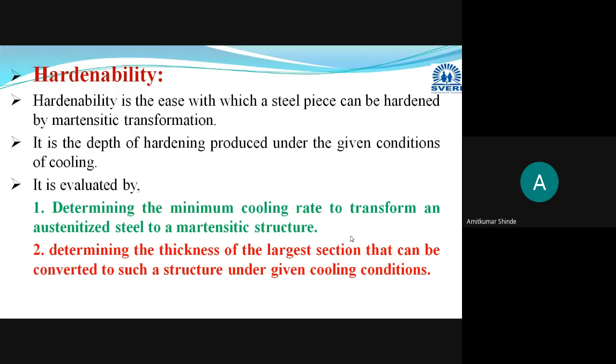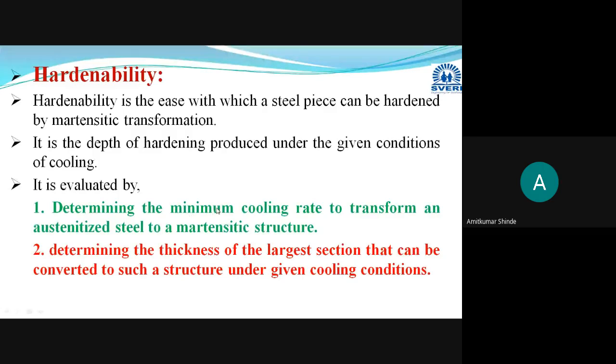Either you have to choose above A3 or above ACM, depending on the type of the steel, whether it is hypoeutectoid or hypereutectoid steel. And above that, it will be in the austenite phase. That steel sample which is heated above the A3 or ACM temperature is termed as austenitized steel. And from that you are cooling it to room temperature and you are getting the martensite structure. To achieve this, whichever minimum cooling rate is required, you have to determine.